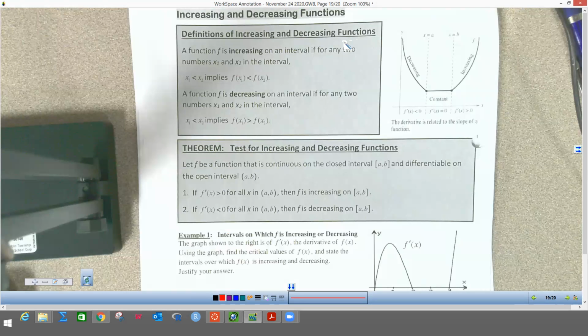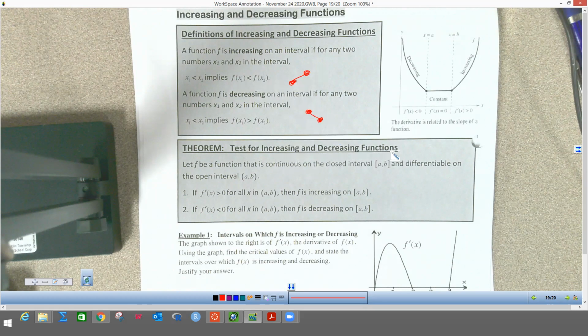So the definition of an increasing function: a function f is increasing on an interval if any two numbers x1 and x2 in the interval are such that if x1 is less than x2, then the y value of x1 is less than the y value of x2. In other words, you got a point, and the point next to it is above it, that's increasing. Decreasing is if your f of x1 is there, and it's greater than your f of x2. Your x2, f of x2, this is decreasing. So increasing left to right is going up, decreasing coming down. Hopefully we already know that.